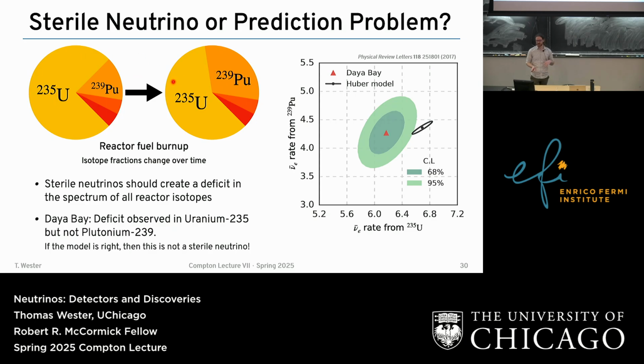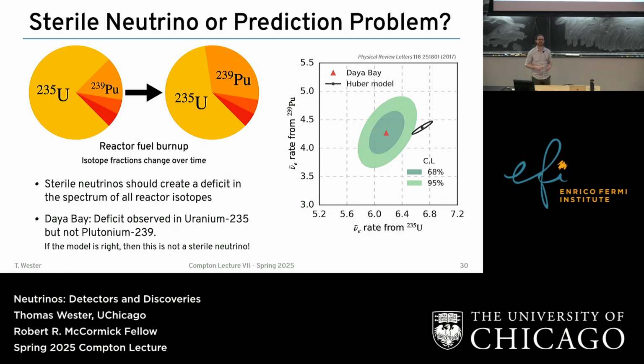So this fraction changes. And the Daya Bay experiment designed a test that they could do where they tried to figure out what the relative contribution to the antineutrino flux was based on the fuel content. So this plot on the right is showing the rate expected from plutonium-239, and on the horizontal axis here, the rate from uranium-235. And then the prediction is shown as this black oval here. And what they found is that actually their prediction only falls short in the prediction from uranium-235.